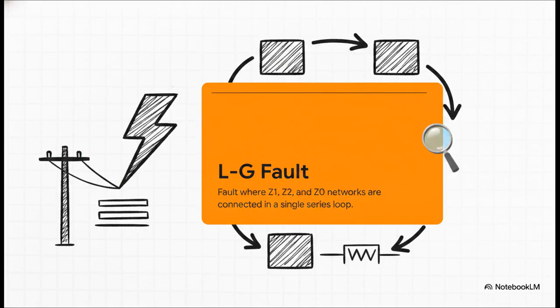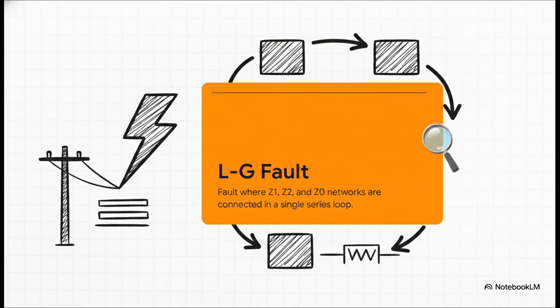Okay, let's dive right into this. The most common fault on any power system is the single line to ground fault, or LG. To mathematically represent this, you take all three of our boxes, Z1, Z2, and Z0, and you just connect them in a single series loop. Since they're in series, the exact same current flows through all three networks. That means the fault current simply equals the pre-fault voltage divided by the sum of Z1, Z2, and Z0.